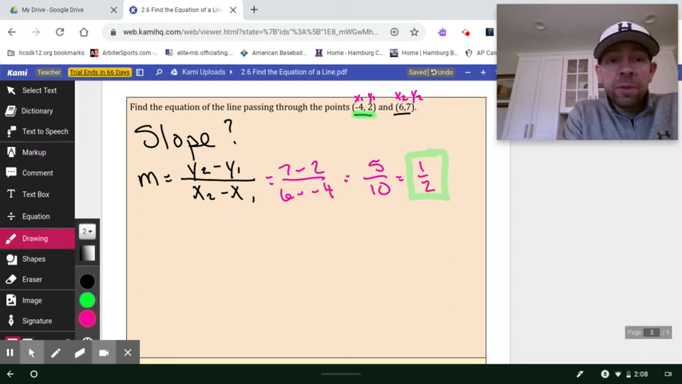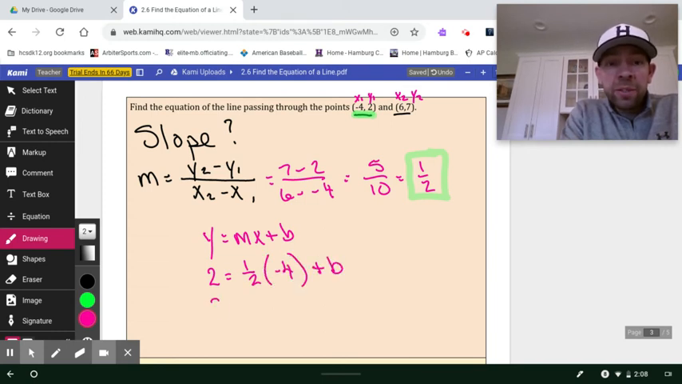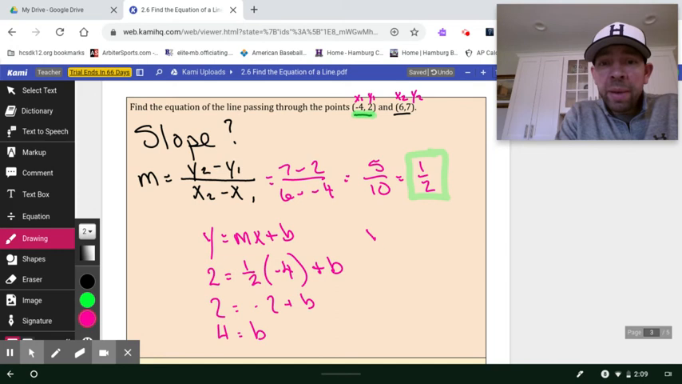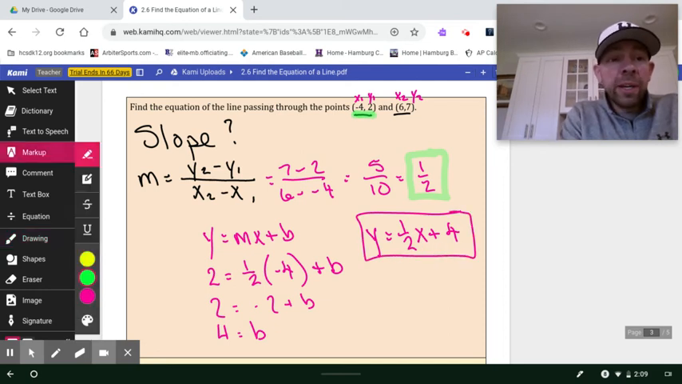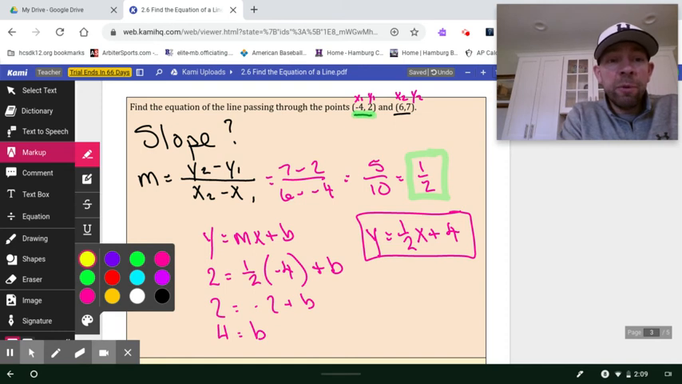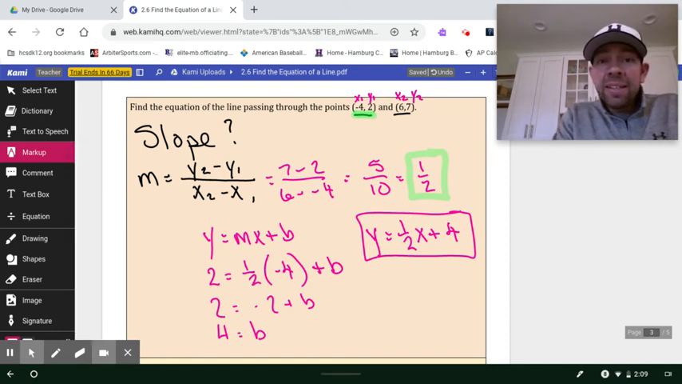So I'm going to substitute, we're working off of y equals mx plus b, so we'll substitute the 2, the 1/2, the -4, and then we're going to solve for b. So 2 equals -2 plus b, or in other words, 4 equals b. If I sub it all back in, we could say y equals 1/2 x plus 4 is the equation of my line.